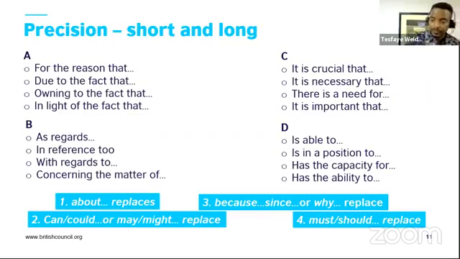So, two seconds, look at the expressions A to D. They can be replaced by 1 to 4. Number 1, about, replaces which of A, B, C, or D? Number 2, can or could, or may or might, replaces which ones? The same for 3 and 4. You may type your answers below.